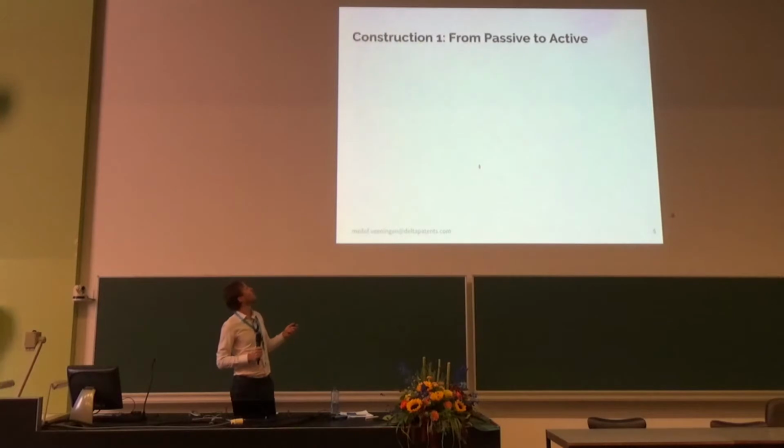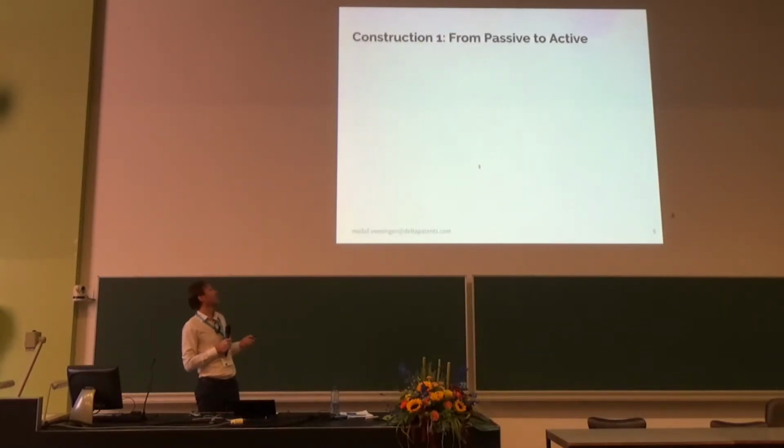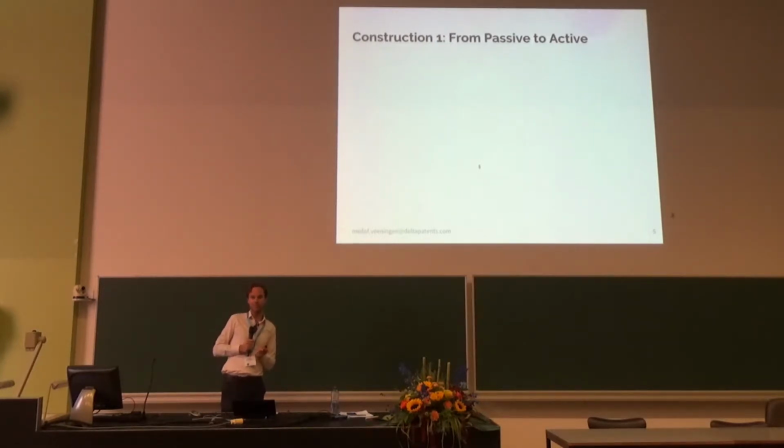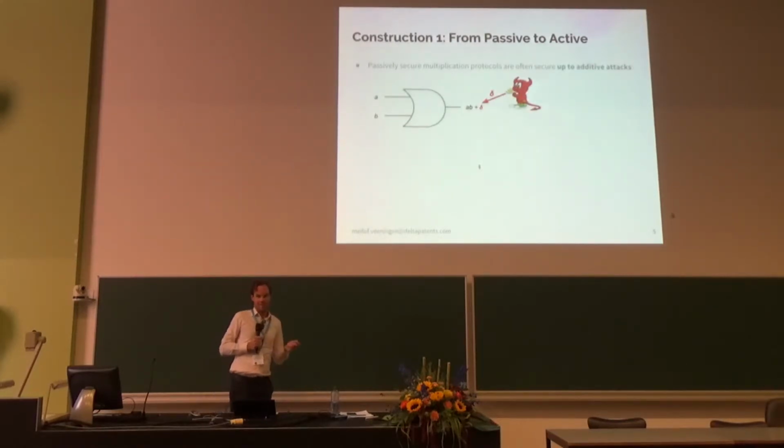So let's see the first construction. Essentially the idea of the first construction is to start with a passively secure protocol, a protocol that does not protect against people who are trying to interfere with the protocol, and try to make that into an actively secure protocol. The core idea to do that, which has been used in several other papers as well, is that if you look at multiplication protocols that are used in passively secure protocols, these multiplication protocols are already quite close to being actively secure.